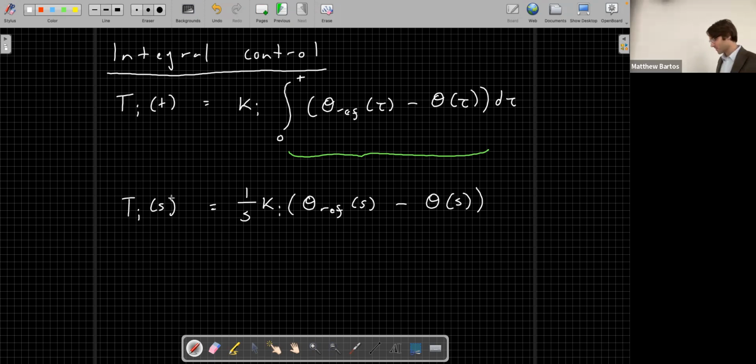So what is this actually doing? This is a bit more abstract than the other two. What is integral control doing, and why would it help eliminate steady state error?